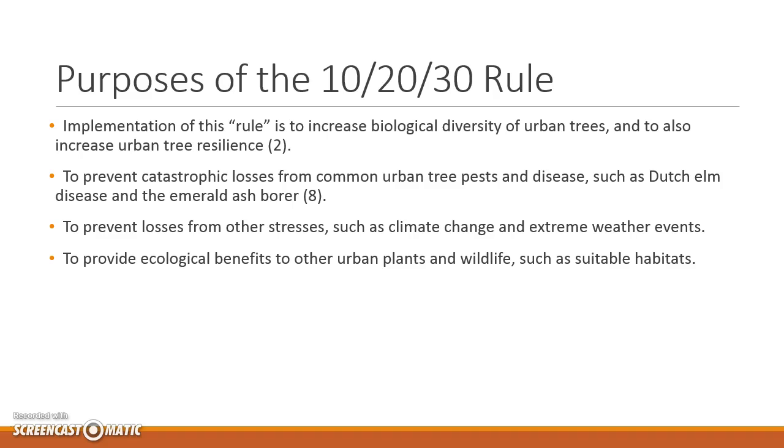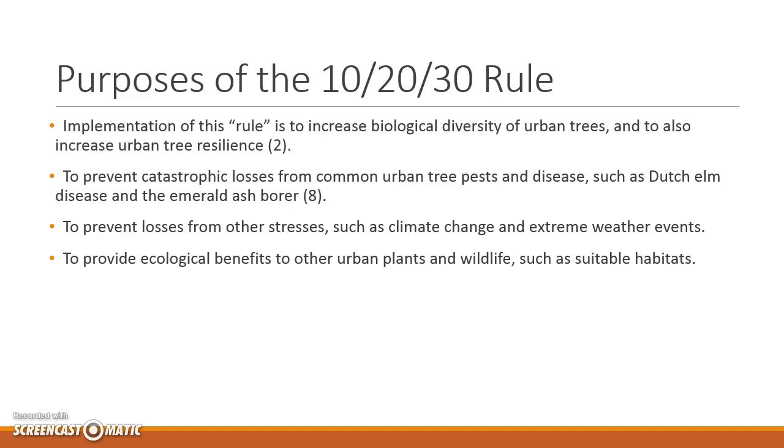So what are the purposes of this rule? Implementation of this rule is to increase biological diversity of urban trees and to increase urban tree resilience, to prevent catastrophic losses from common urban tree pests and diseases, such as Dutch elm disease and the emerald ash borer. Providing only a 10% species, a 20% genus, and a 30% family will likely reduce the effects of some of these diseases.